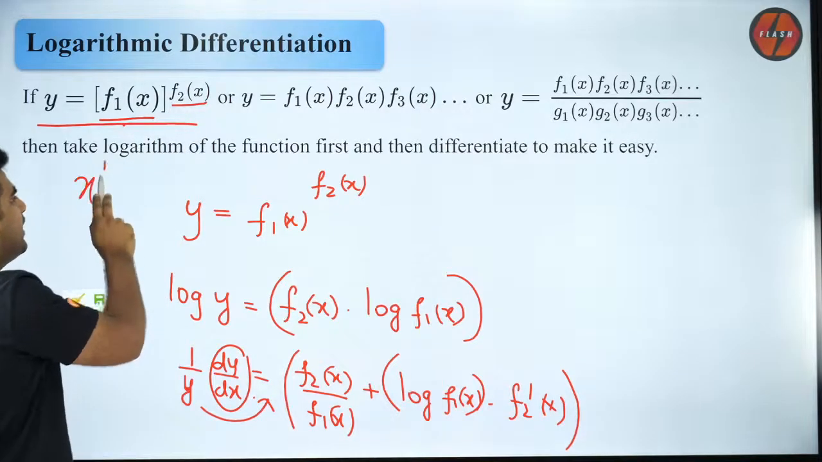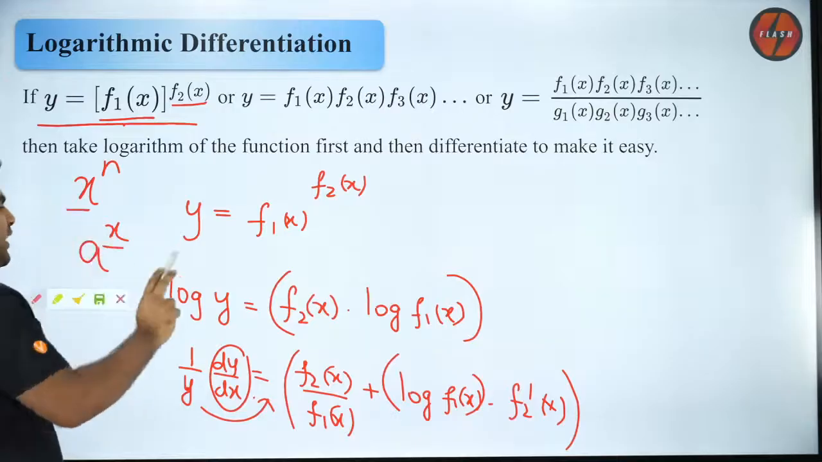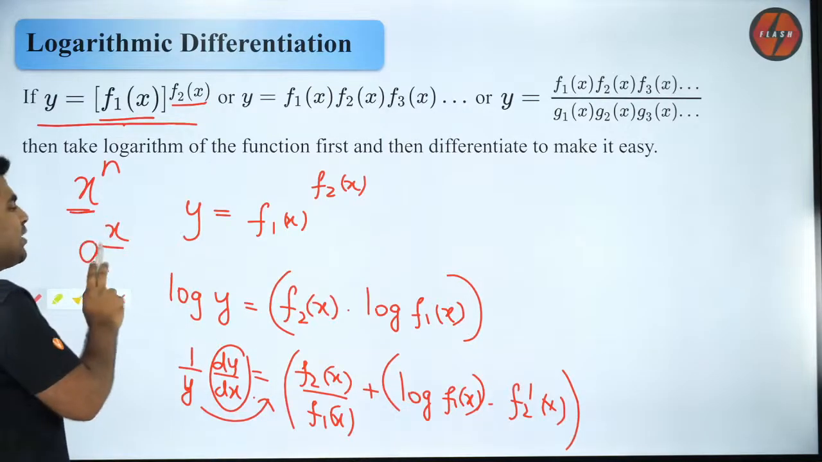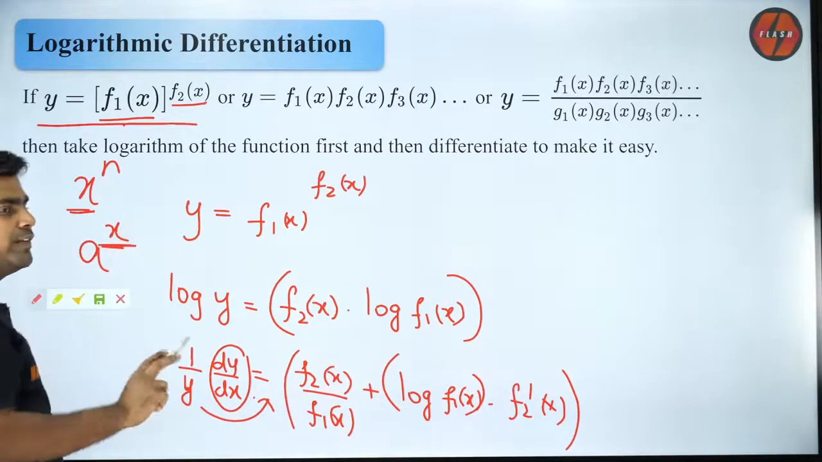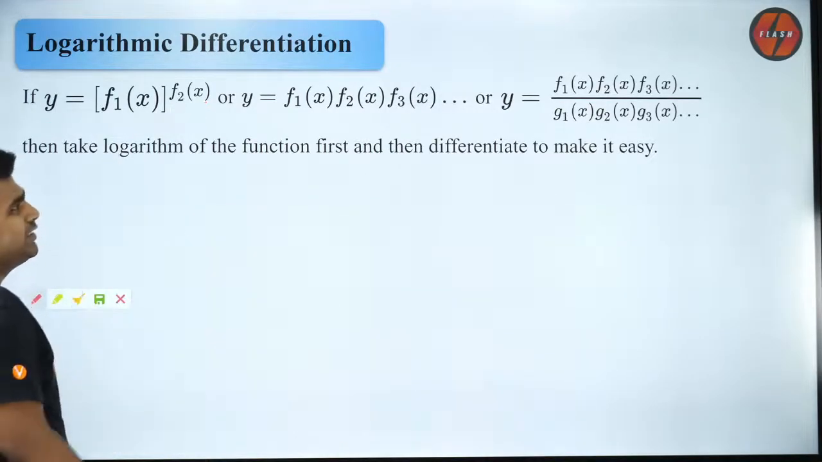We know x power n. We know a power x. But we do not know when both are varying. When the base as well as the power is varying, we don't know how to do it. So that is where log will be helpful. Got it? Same way over here.